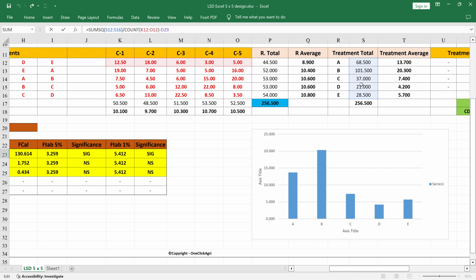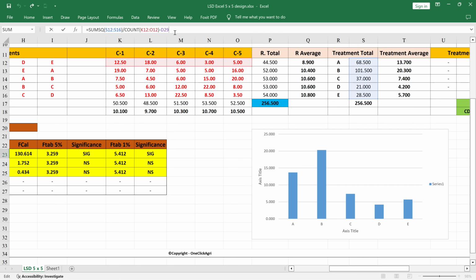S12 to S16, divided by how many observations you have? You have 1, 2, 3, 4, 5. We can count it. Okay, K12 to O12. You see here the K12 to O12. We are counting. You can put the 1, 2, 3, 4, 5 number as well, without using this formula count, and in bracket you will get this and this like that.